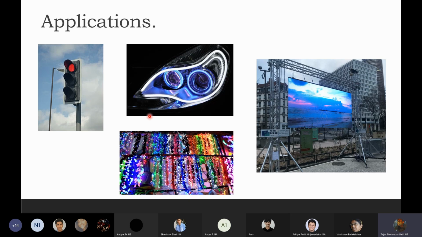And then we have the Diwali lights that we use. Those are also LEDs. And then these big screens that you see in airports and in concerts, they are made up of thousands of tiny LEDs together. They make up these screens, even LED TVs, you know.